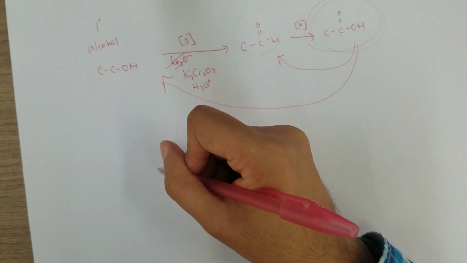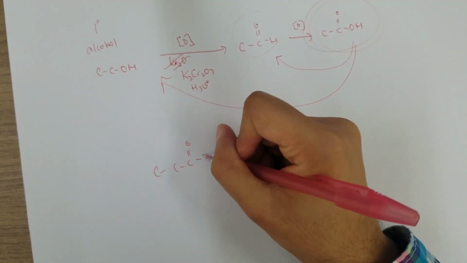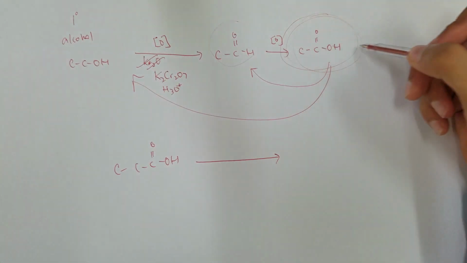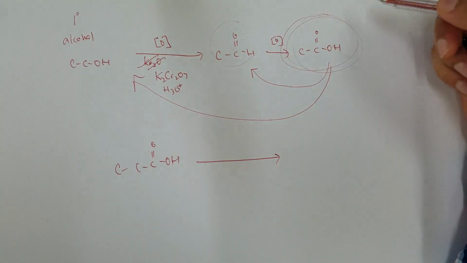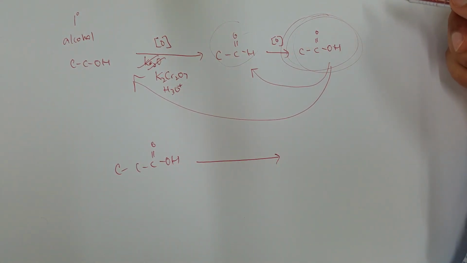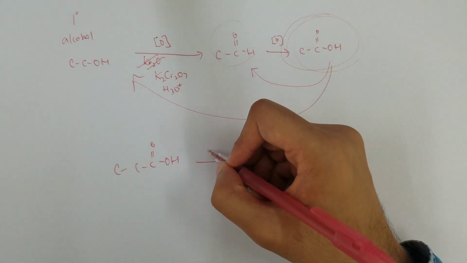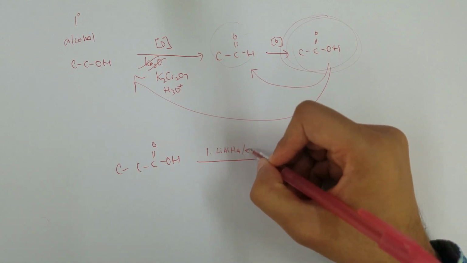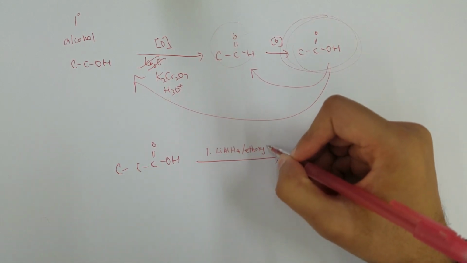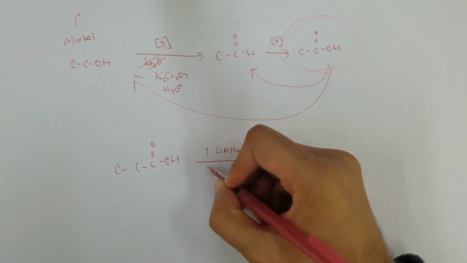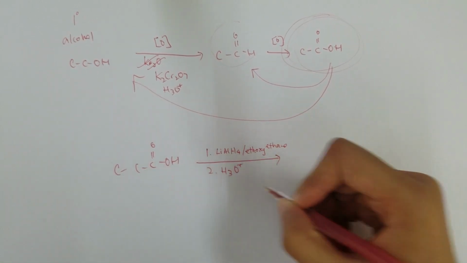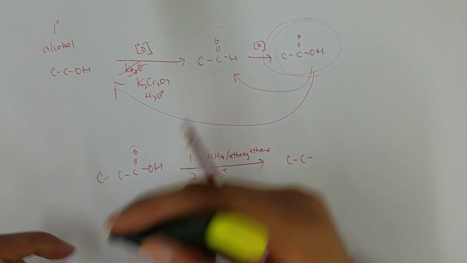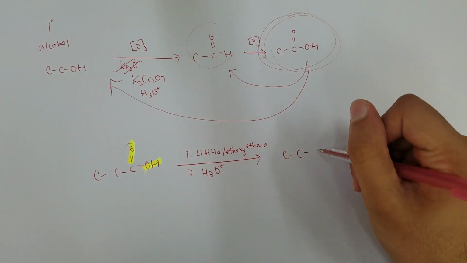So let's look at this example. We have propanoic acid. Now if oxidation is going this way, the reverse will be reduction. So what is the reagent used? For the reagent, we will use LiAlH4, ethoxyethane, and acid. So I'll just convert this whole thing. This whole thing will be gone and it will just give alcohol.